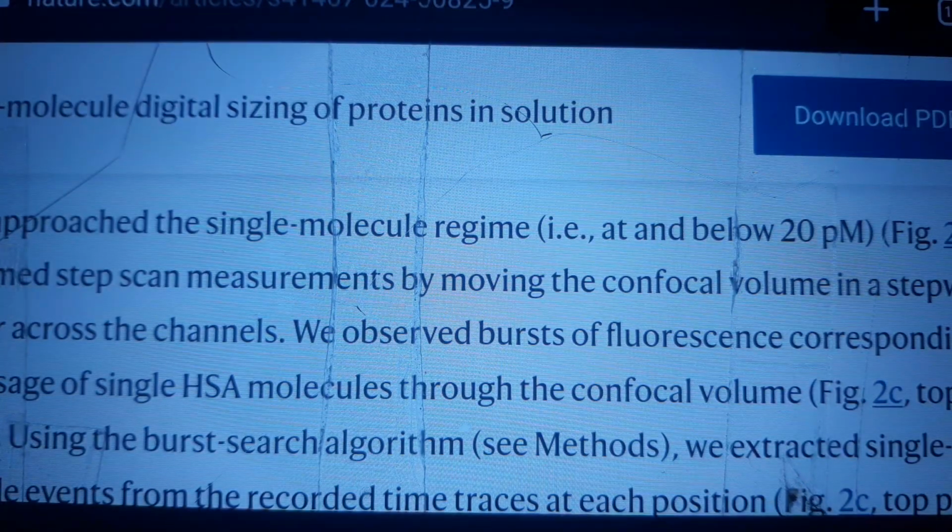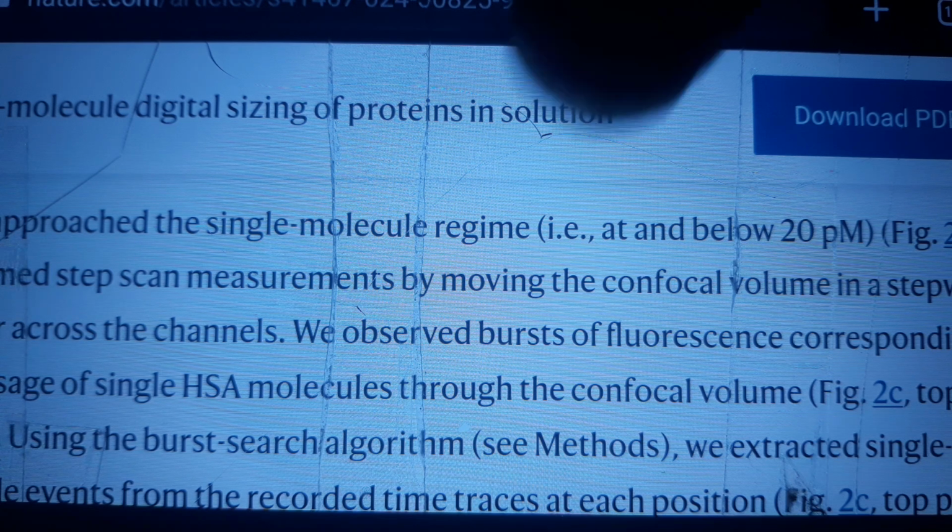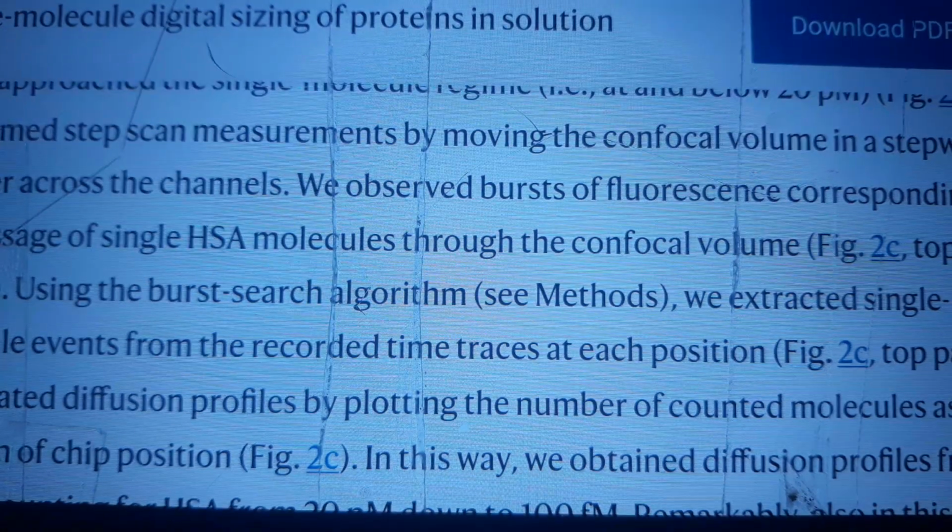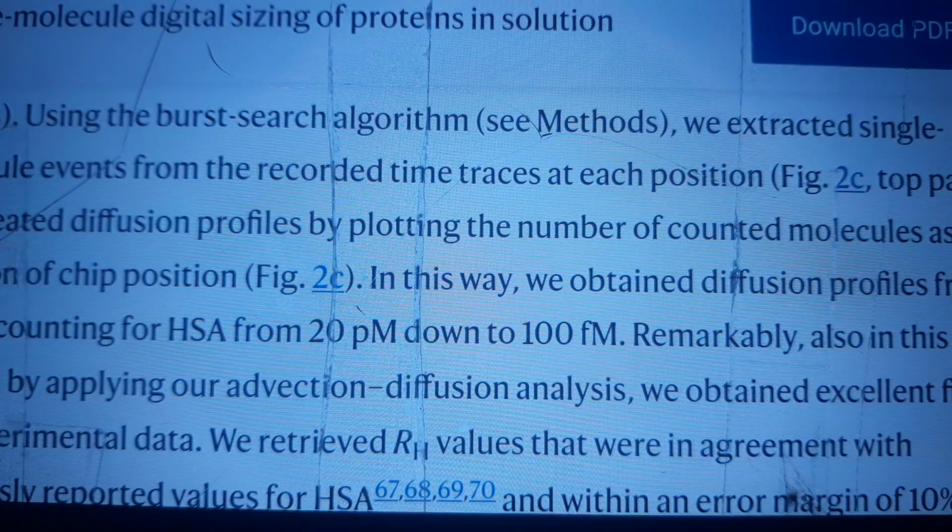In the single molecule regime, that is at and below 20 picomolar, we performed step scan measurements by moving the confocal volume in a stepwise manner across the channels. It was observed that there were bursts of fluorescence corresponding to the passage of single HSA molecules through the confocal volume, and using the burst search algorithm as shown in methods, we identified single molecule events from the recorded time trace at each position, and created diffusion profiles by plotting the number of counted molecules as a function of chip position.